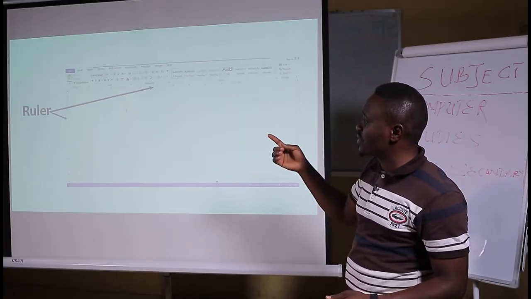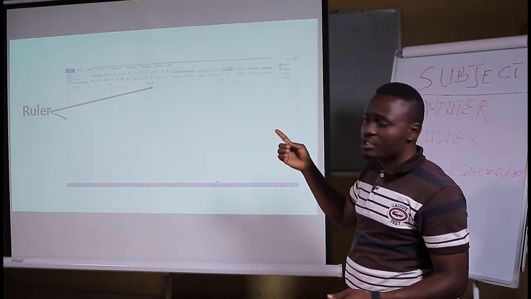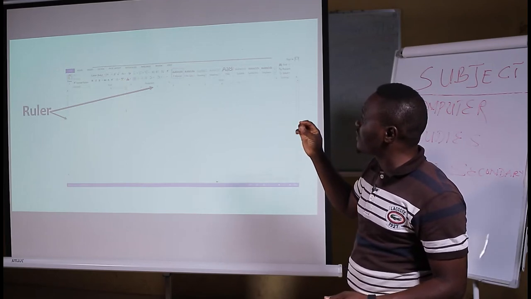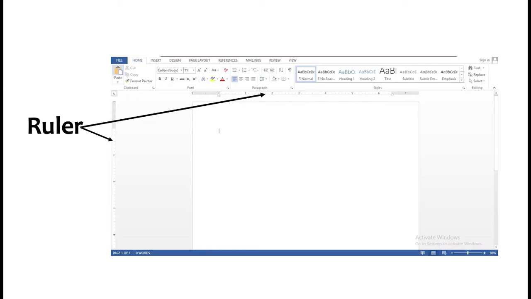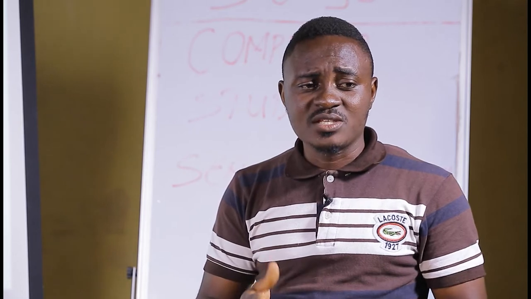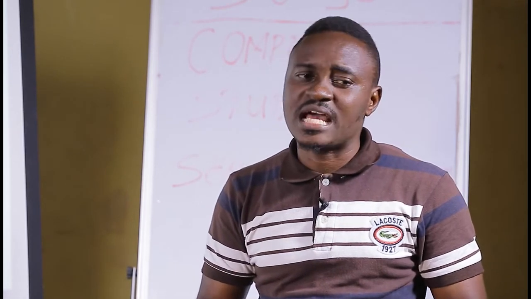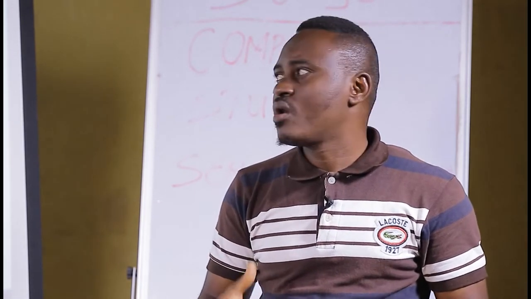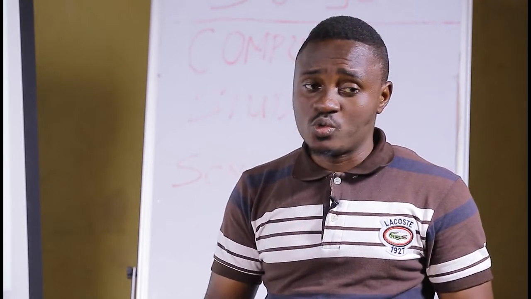So for my viewers, you can see the arrow is pointing at the ruler. The ruler is found immediately under the toolbar. We get the ruler that is going straight. Then we also have another one on our left hand side, that is also helping us to coordinate our writings, to make sure that our margins are well positioned and our documents or our typed work are not scattered but well coordinated. That is what the ruler does.